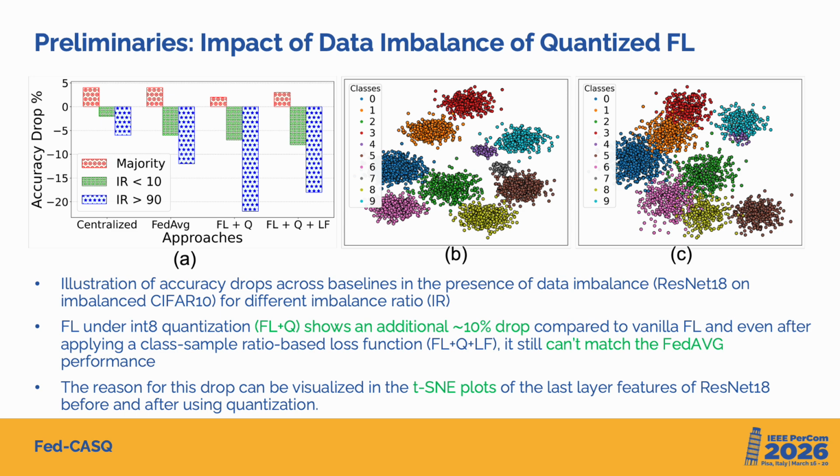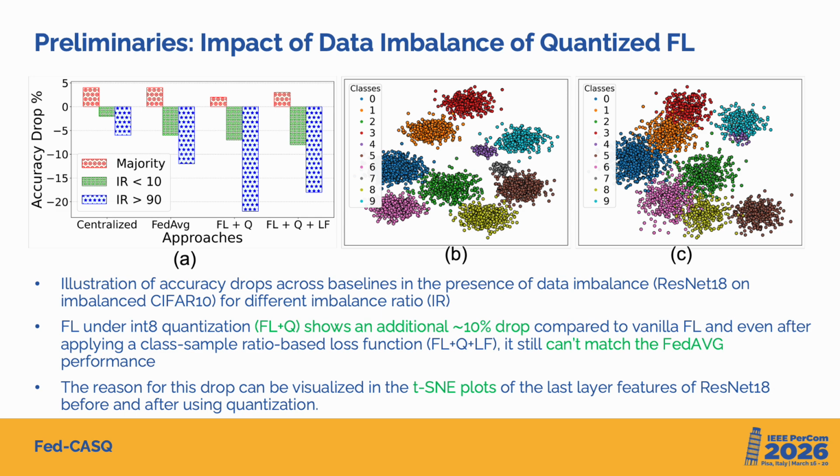In the leftmost plot, as you can see, with ResNet-18 on imbalanced CIFAR-10 dataset, as the imbalance ratio grows, vanilla FL already drops on the tail classes, and then applying quantization adds another 10% drop. Even after adding a sample-ratio-aware loss, it still can't match the FedAvg full precision behavior.